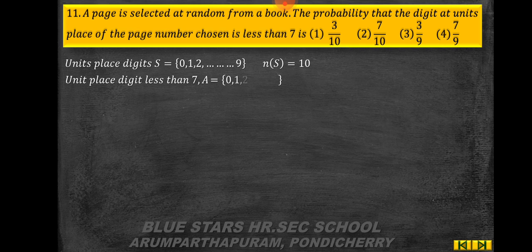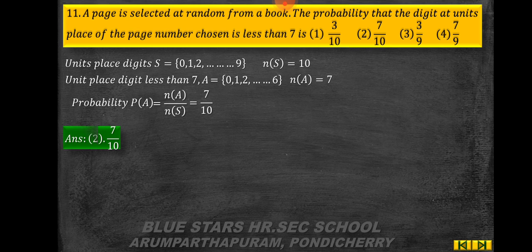Then unit place digit less than 7. So A is equal to 0, 1, 2, etc. up to 6. So n of A is equal to 7. So probability P of A is equal to n of A by n of S, which is equal to 7 by 10. So the correct option is option 2. The answer is 7 by 10.